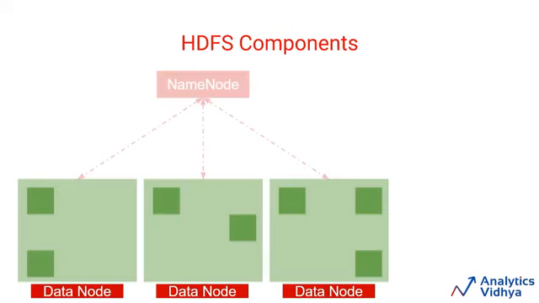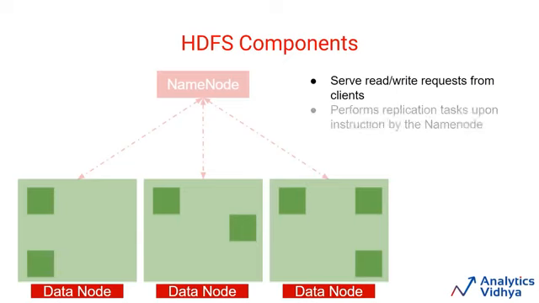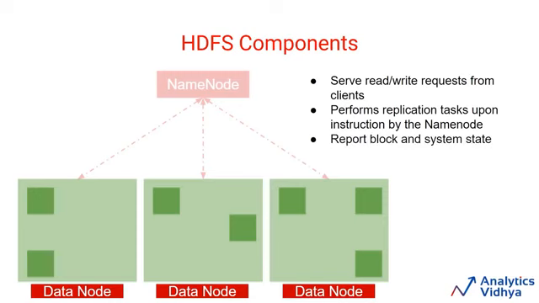Now let's discuss data nodes. They serve read-write requests from clients, perform replication tasks upon instruction by the name node, and report block information and system state. Let's again understand this in a bit more detail.